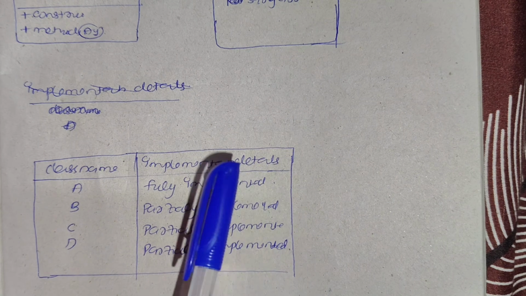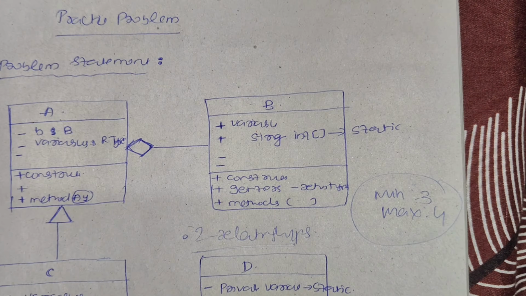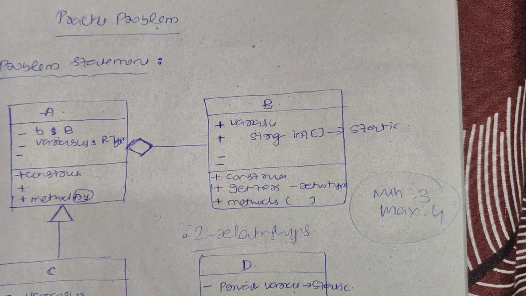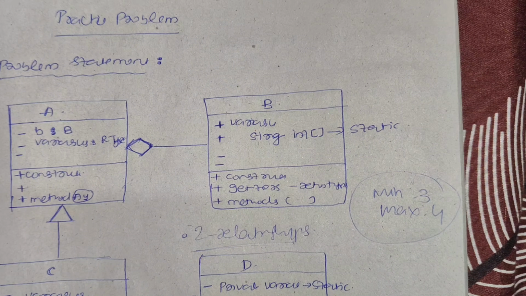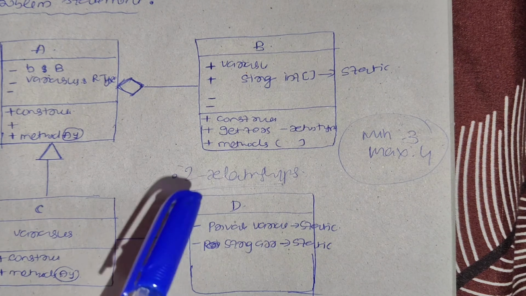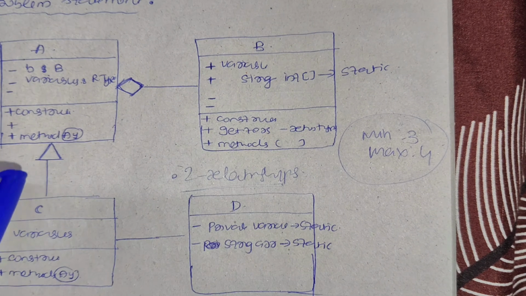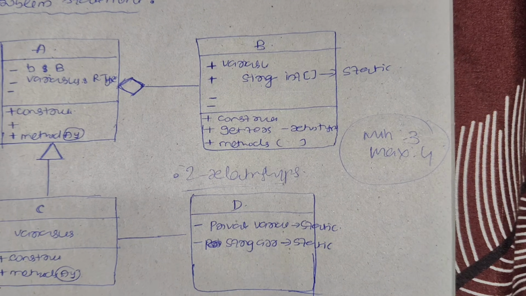Here class A is fully implemented, B, C, D are partially implemented, which means you don't have to write anything for class A. Class A is there, okay, keep it there. The information will be useful for class C and B for reference, and you have to complete the methods of class B, C and D. That is only needed. Class A, you don't have to write anything.